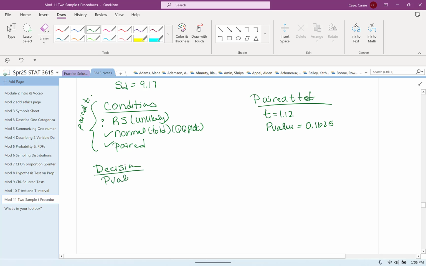So we make our decision the same way we always do. My p-value I compare to alpha, 0.1625. Compared to any alpha, doesn't matter. We were told to use 0.10. It's bigger than that, so we fail to reject Ho.